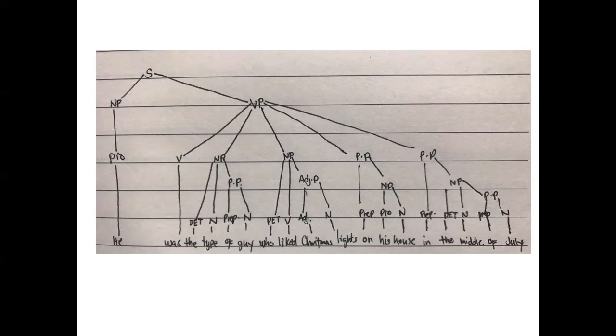So he should be a single one. Was should be a single one, but the type of guy. So that is the thought in there. That is another phrase. So the type of guy is a phrase. Since it starts with a determiner, it will become a noun phrase directly. Next is he was the type of guy, what again? Who liked Christmas lights. So who is the determiner and it will become a noun phrase again. Then on his house in the middle of July.